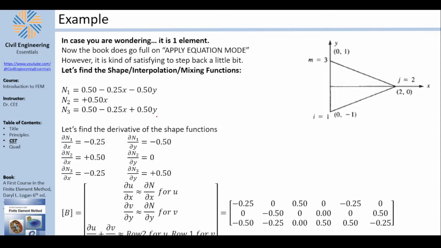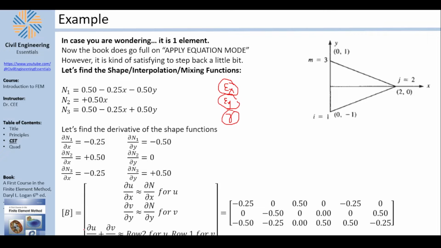How do I do that? Well, remember that the strain needs epsilon in x, epsilon in y, and gamma. Epsilon in x is the partial derivative of u with respect to x, epsilon in y is the partial derivative of v, which is the displacement in y, with respect to y, and gamma is a cross derivative, partial u to y plus partial v to x.